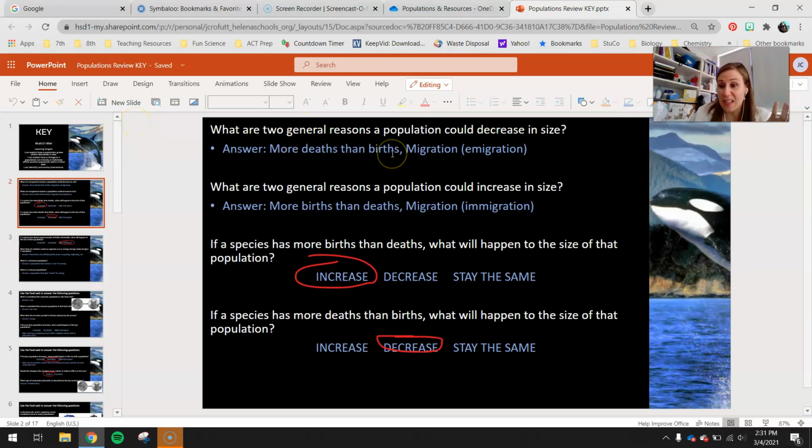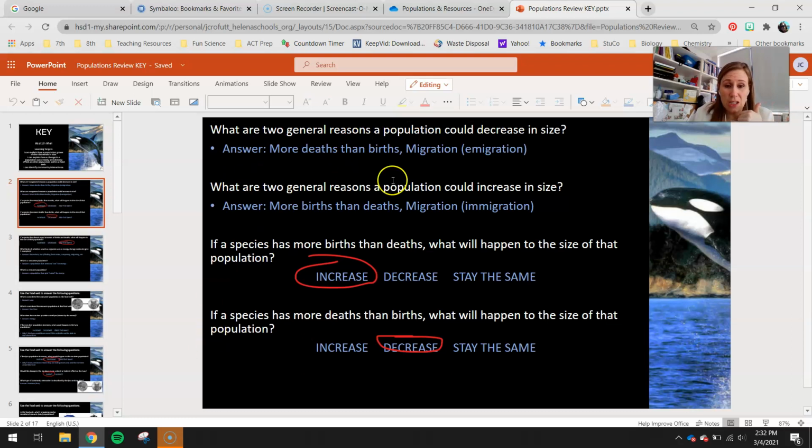So the first one is more deaths than births, so we have more individuals dying than are being born. And then also migration, so specifically emigration, when they're moving out of the population. Really when we talk about more predators or less food, those kinds of examples are all going to lead to either death or animals moving away. If there's less food, they're either going to die of hunger or move away. If there's a lot of predators, they're either going to die from predation or move away. So those really are the two main causes for a population to decrease.